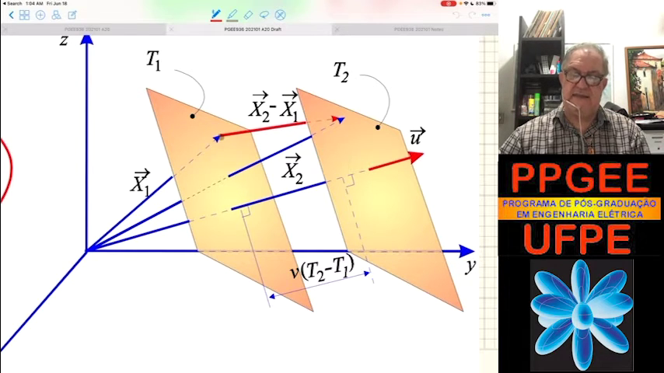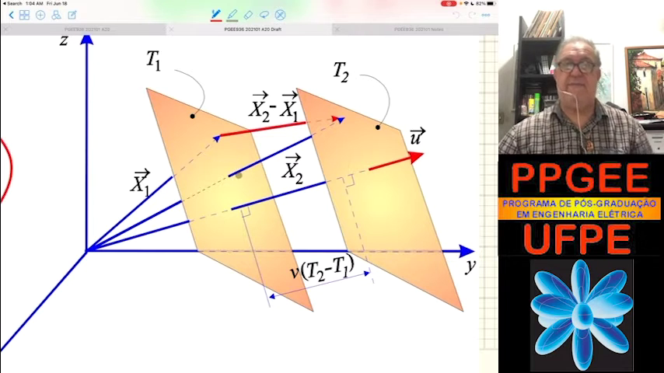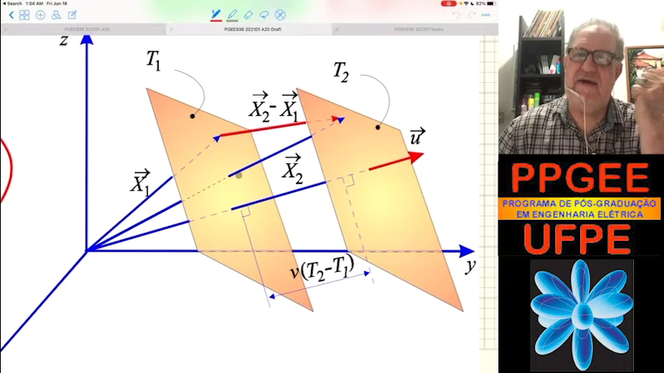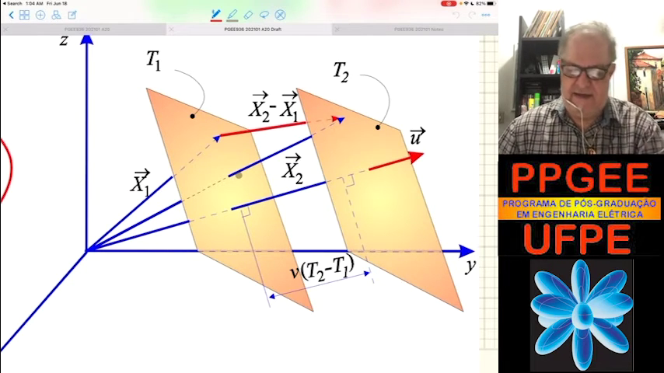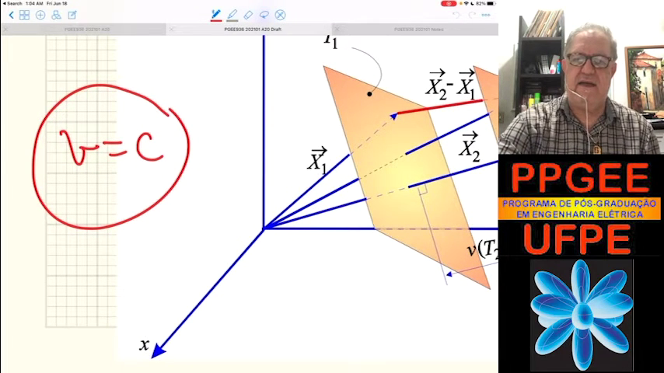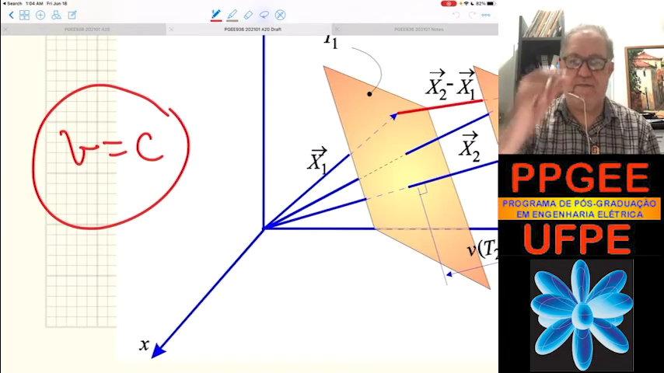And we have x1, the tip of the first vector, which ends on the first plane. The tip of the second vector ends on the second plane. This is the difference vector. And the projection of the difference vector along u is this, delta L, which is the velocity v equals c times delta t. So the wavefront is a plane that moves with the speed of light in vacuum. And the velocity obviously equals 3 times 10 to the 8th meters per second, right?